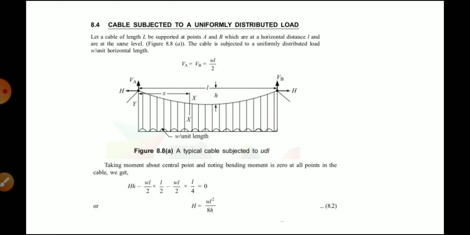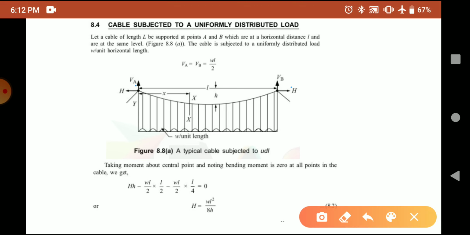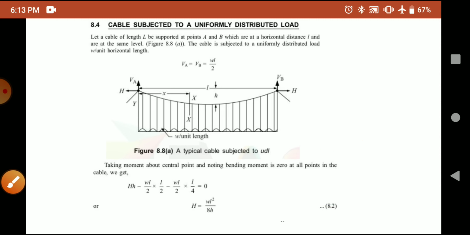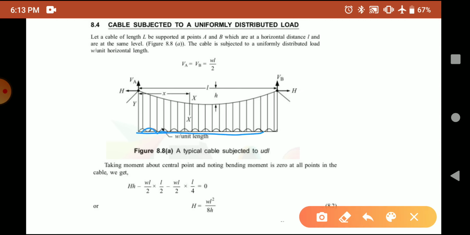and it is supported at points A and B, which are at a horizontal distance of small l, and they are at the same level. So the length of the cable we have assumed as L, and the supports A and B are at a distance small l apart, and A and B are at the same level. And let the cable be subjected to uniformly distributed load W per unit horizontal length. So the cable is subjected to a UDL of W per meter over its horizontal length.